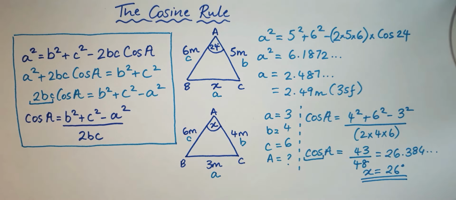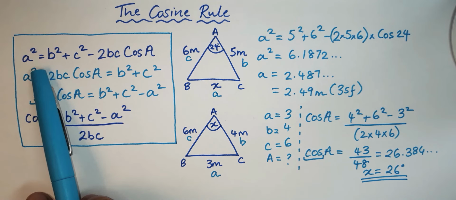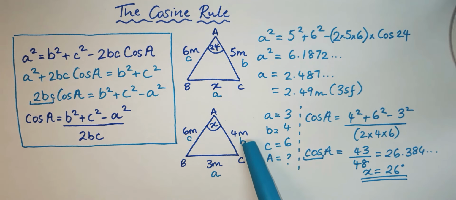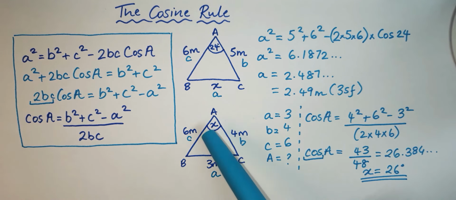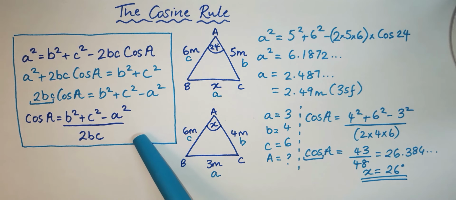So there we have the cosine rule. Two different ways that we can write it. So first, if we're looking for a missing length, we'll use this first one here. And if we have all three sides and we're looking for a missing angle, we can rearrange this first formula and get a second one, which we can use.